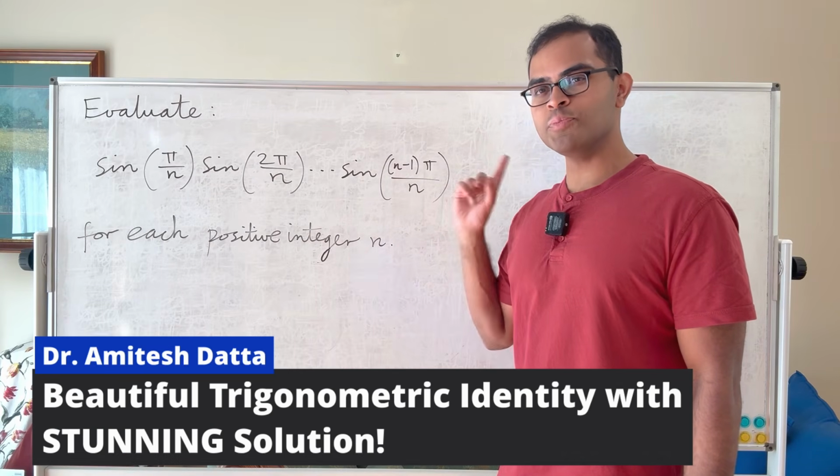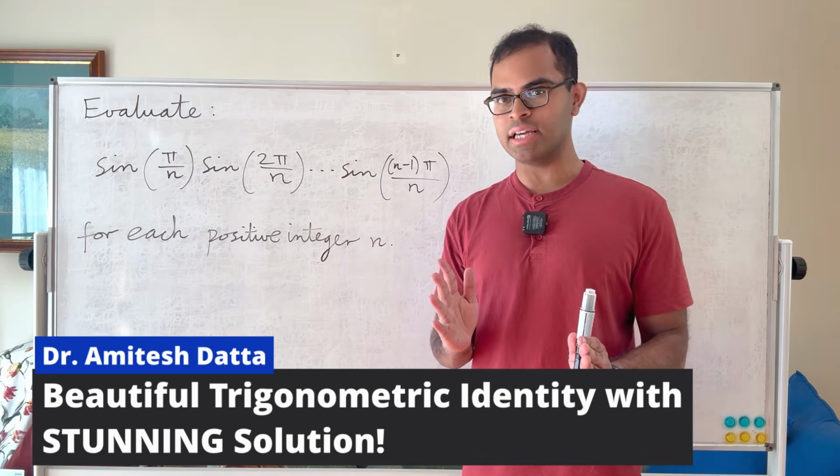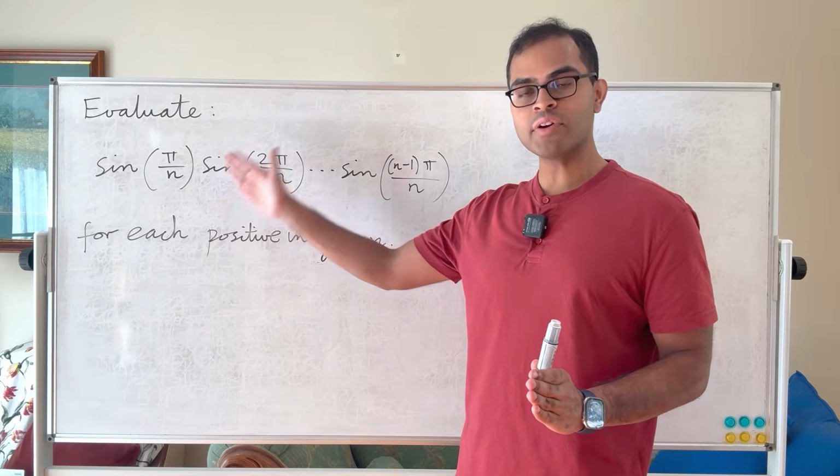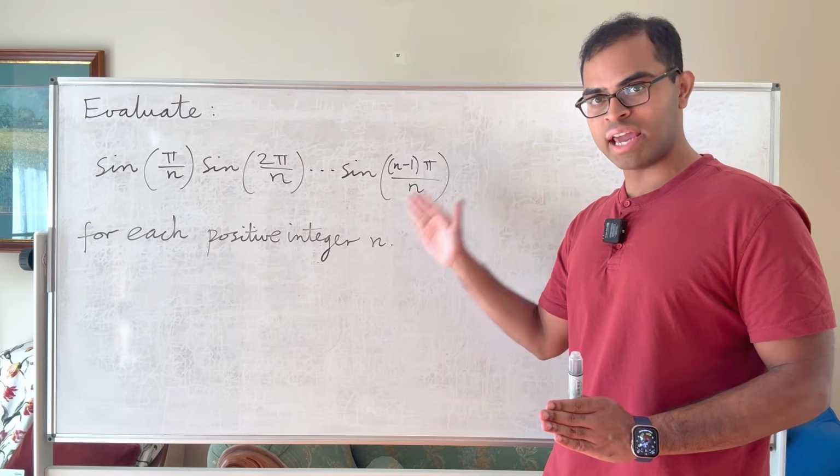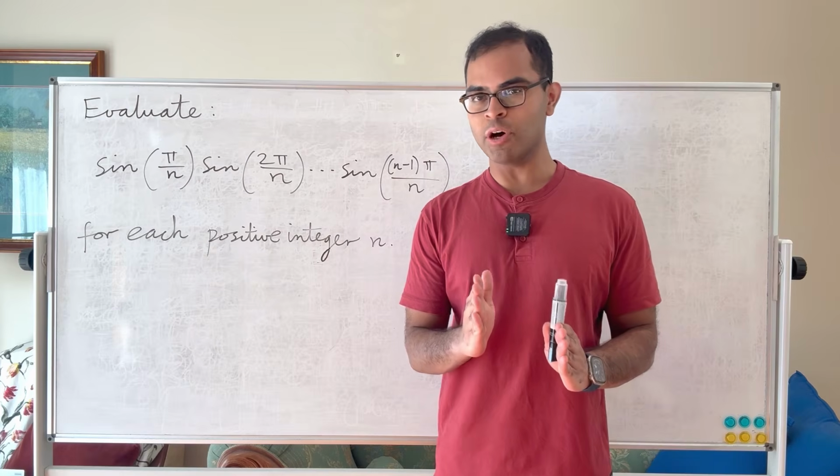This is one of the most beautiful trig identities that I've ever seen. It's the product sine pi over n times sine 2 pi over n, dot dot dot, sine (n minus 1) pi over n. Evaluate that product for each positive integer n.